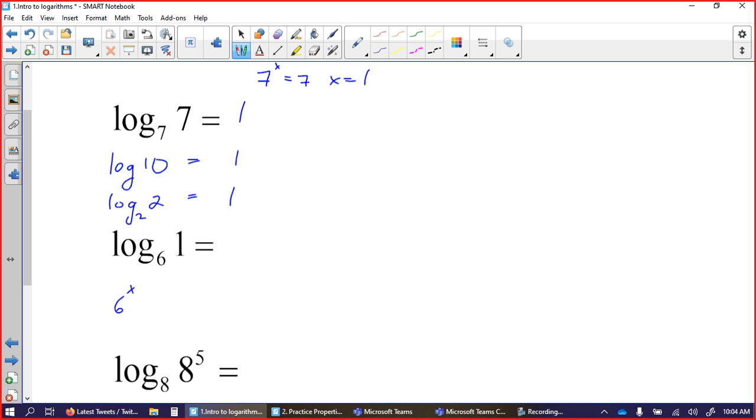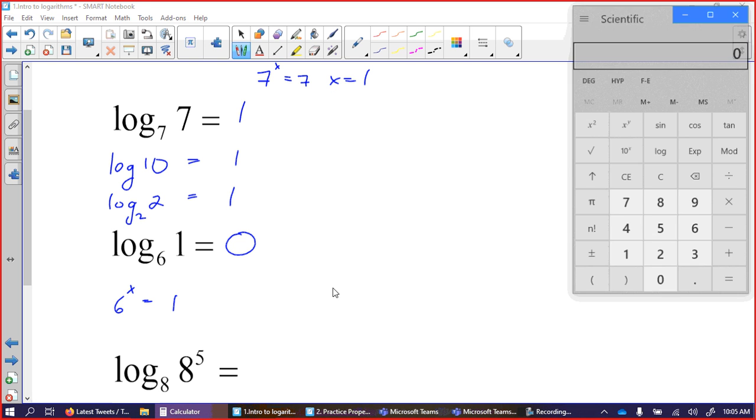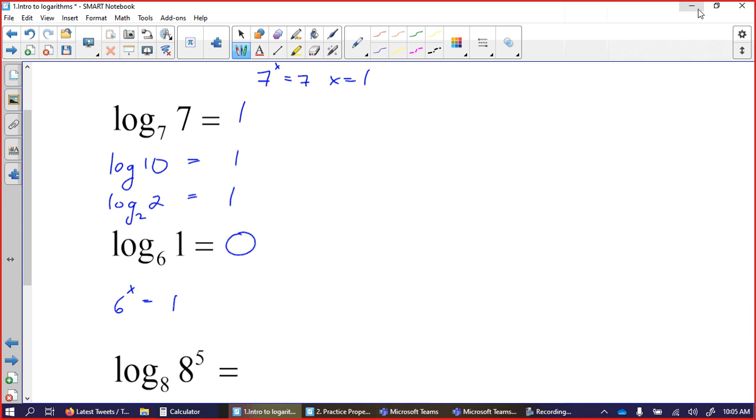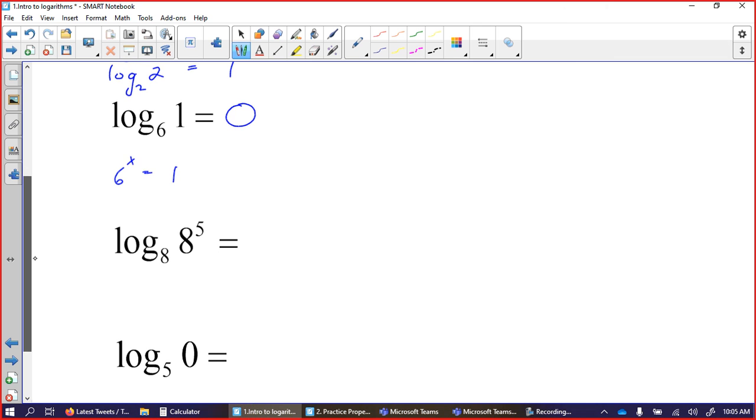What 6 to what power equals 1? Well, the only way to make an exponent equal 1 is 0. 6 to the 0 equals 1. So the log of 1, regardless of the base, I can play with it on the calculator, log of 1 or natural log of 1, regardless of which one you do, is going to be 0. Well, log base 8 of 8 is 1.